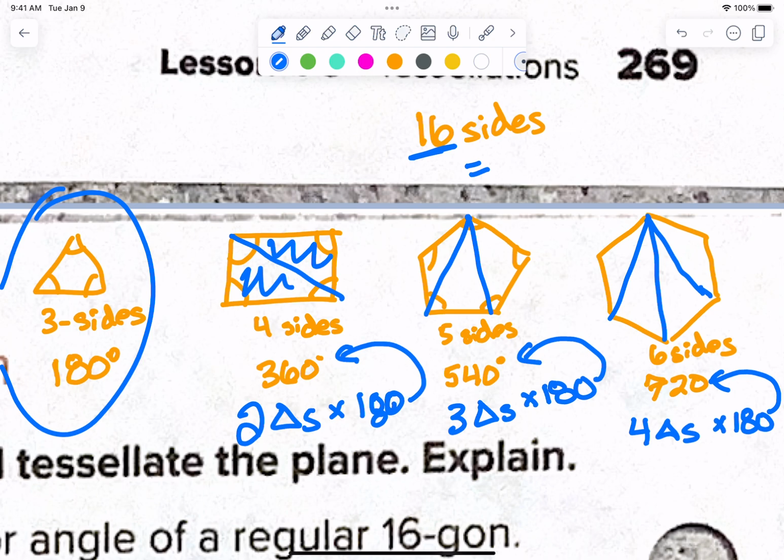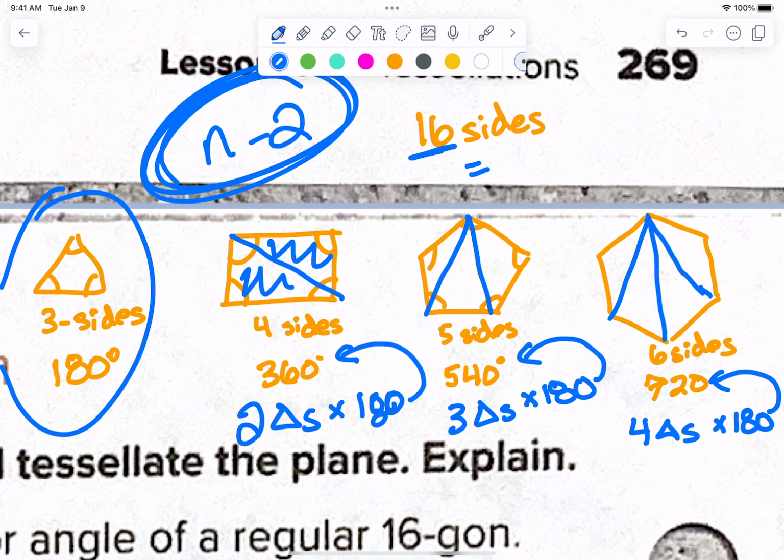Let's look at the trend. A 3-sided figure has 1 triangle. A 4-sided figure has 2 triangles. 5 becomes 3. 6 becomes 4. What's the trend? Oh, minus 2. N minus 2. Put that somewhere. N minus 2 is the number of triangles that you have. So if it's a 16-sided figure, it would be 14 triangles. You take that times 180. What's 14 times 180? Like a real big number.